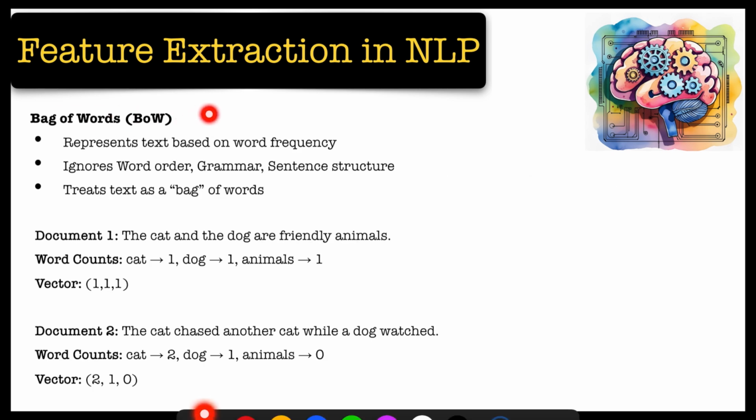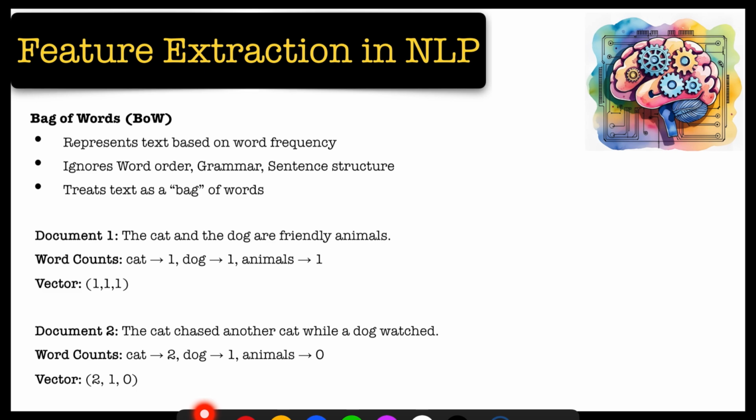Next is bag of words. One-hot encoding was for a particular word. Bag of words is basically for a document or text. It represents text based on word frequency. So we are given some long sentence in a document or text. It ignores the word order, grammar or sentence structure. It treats text as a bag of words, as a collection of words. If you give one sentence or one full document, it will just take the words and treat it as a collection of words.